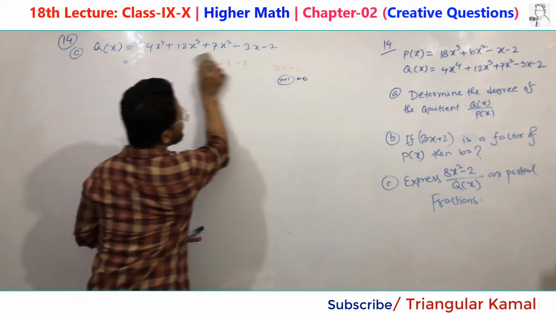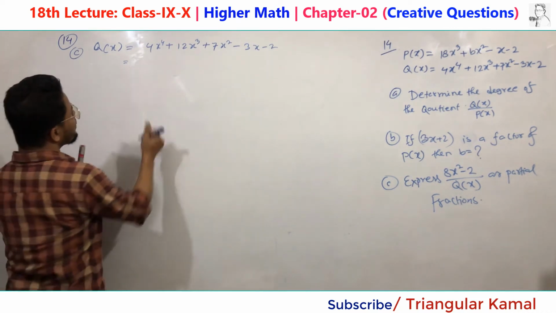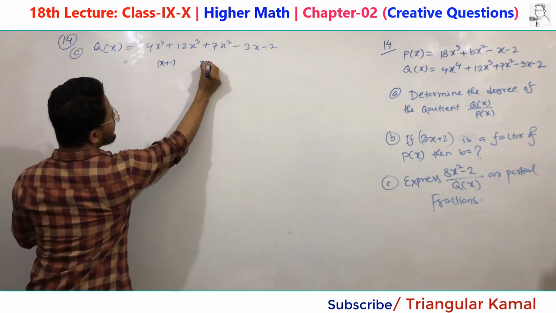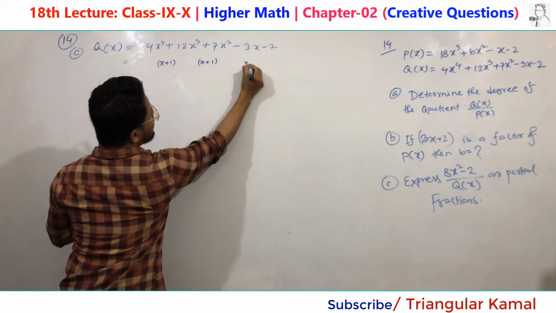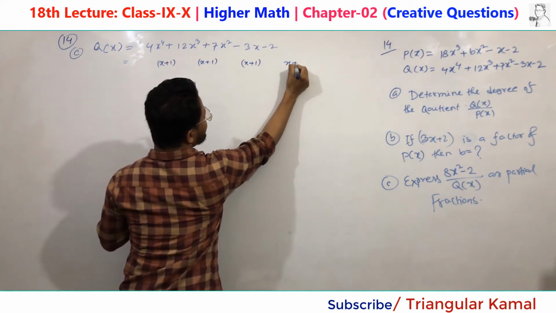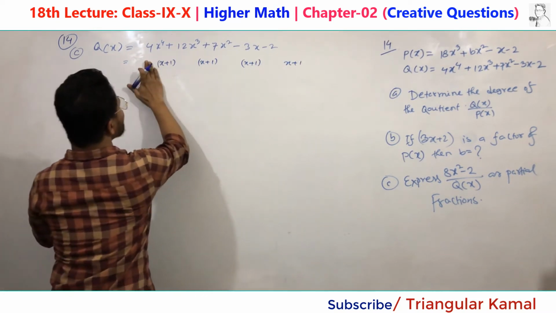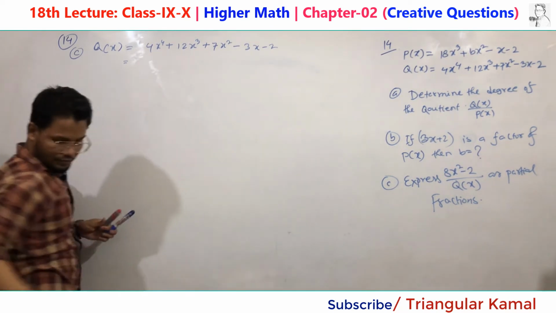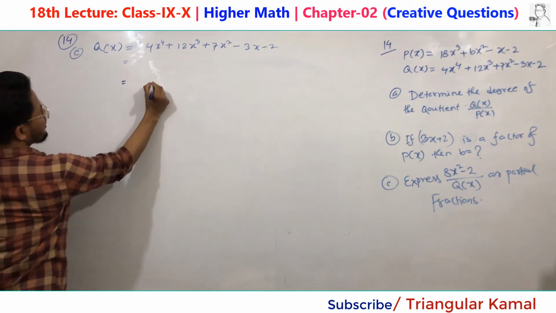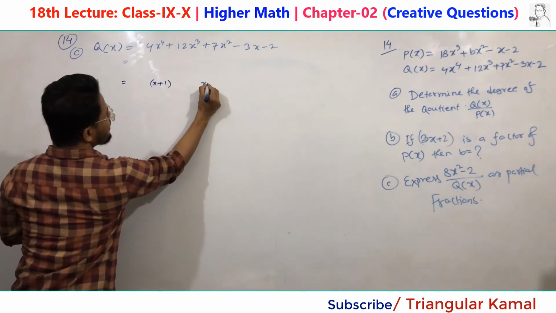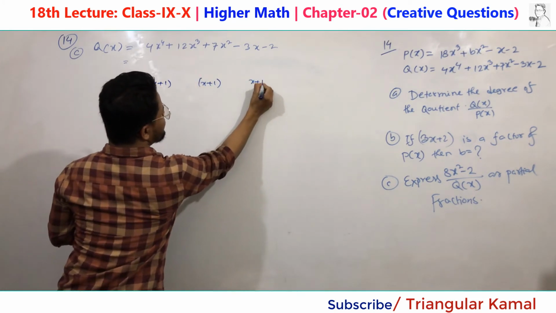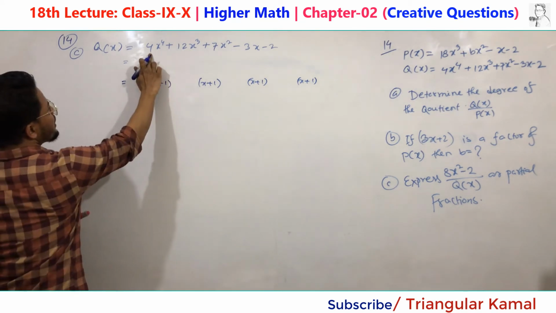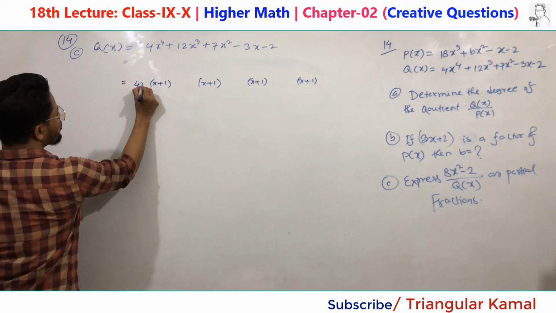Okay. Now consider here x plus 1. The power is 4, so you can write 4 times x plus 1, and this one will be our third line. Now you can write the second line and third line with x plus 1. What we see here, in 4x to the power 4, the common factor will be x cube.